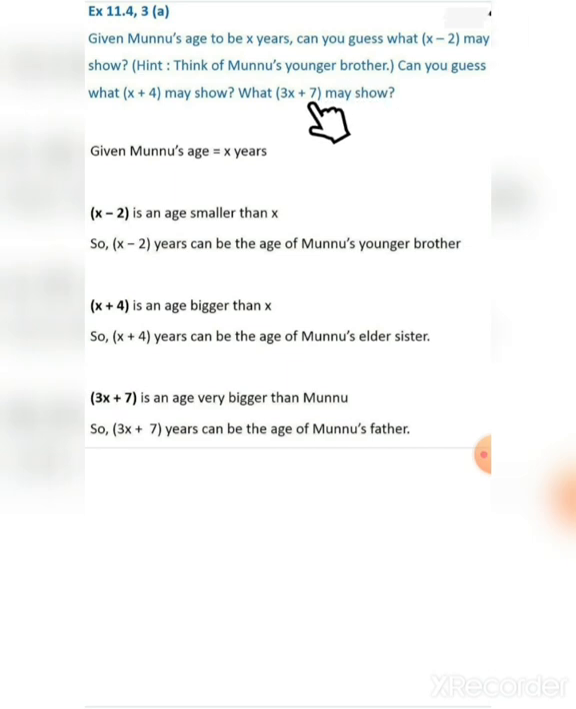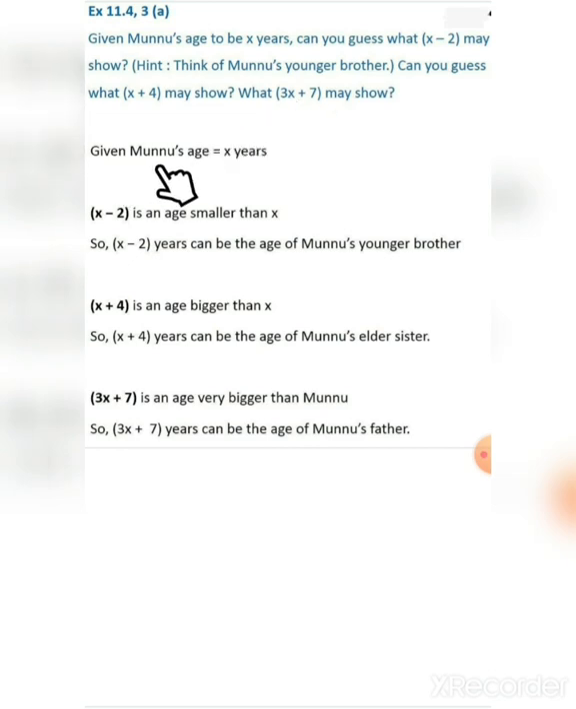So you have to say this is Munnu, who is a boy in his family. So his age is X years. So what does X minus 2 years show here? Whose age is this? Then X plus 4, 3x plus 7. For whom are these ages shown here? Who are the persons whose ages these are? So we have to find it out.